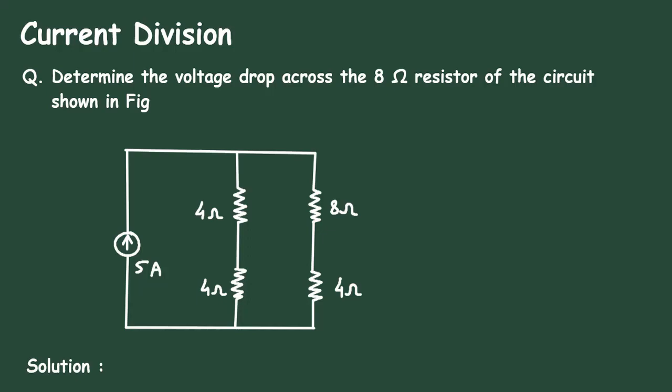1.55 ampere is the value of I2. So this is how we can find the currents.